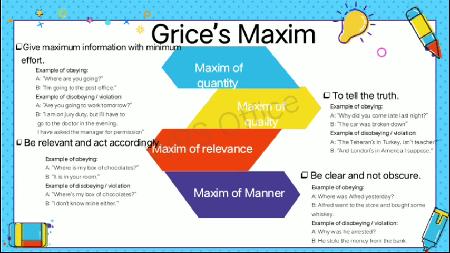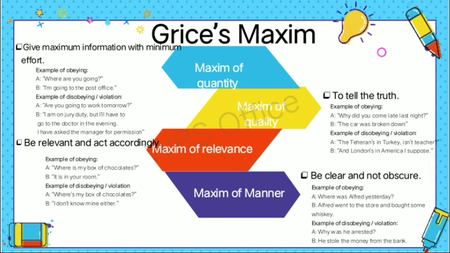So for an example of obeying, A asks, "Where was Alfred yesterday?" B answers, "Alfred went to the store and bought some whiskey." In the example, B's answer obeys the manner maxim, be orderly, because she gives a clear explanation of where Alfred was. Disobeying or violation: A asks, "Why was he arrested?" And B answers that he stole the money from the bank.